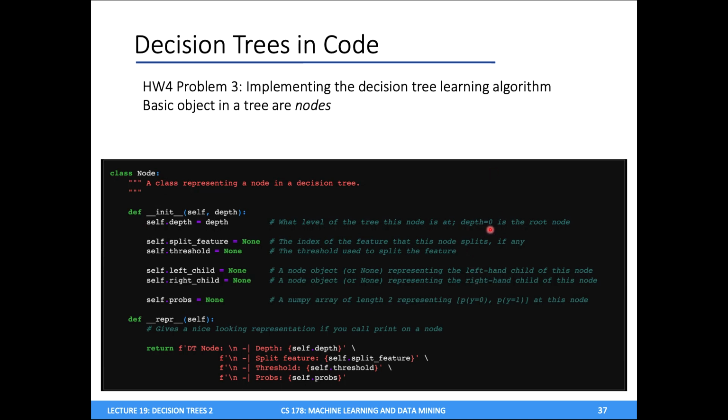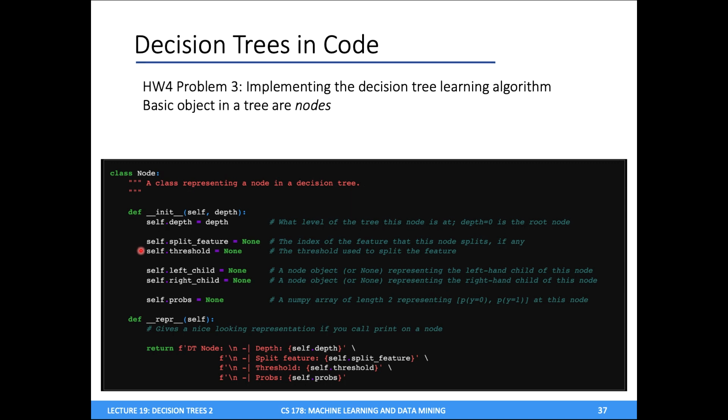In the homework, you'll only be considering real valued features, so every node also has some threshold, as well as some split feature. And by split feature, what I really mean here is the index of the feature that I'm splitting on. So if I'm splitting on the first feature in my data set, this split feature is going to be the integer 0. So it's which feature I'm splitting on and what threshold I'm splitting it at.